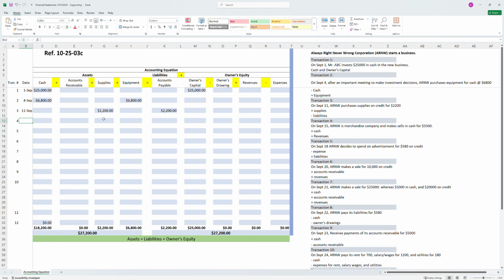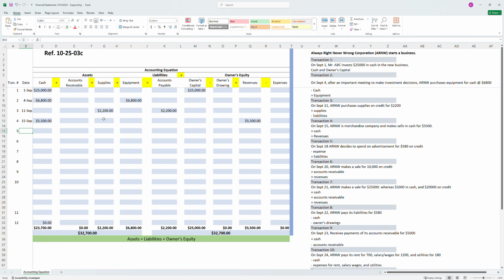On transaction number 4, which is September 15th, what do we have? The company is a merchandise company. That means we sell goods, and it makes sales and cash for $5,500. That means we sell it in cash. That's good. And that means we debit the cash side. Our cash increases by that amount. So where do we put it? Because we are making sales, it's revenues. So we add on the revenue.